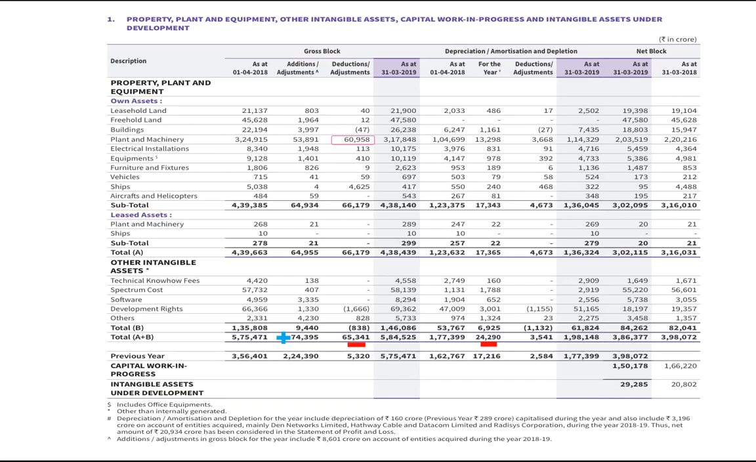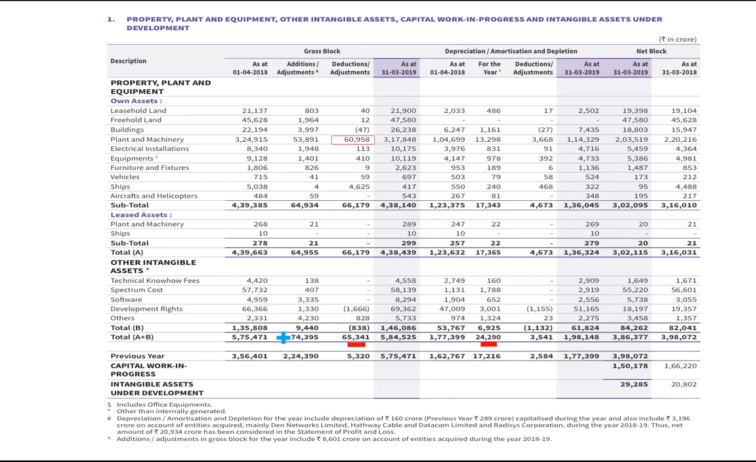So total, you can see opening balance, and there is addition, a plus sign in blue. 74,000 crore is the purchase of the new assets. Assets costing 65,000 crore have been sold, deducted. One of them, major being plant and machinery worth 60,000 crore, if you can see on fourth row from top. Then there's depreciation of 24,000 crore. Line by line you can see, and then how opening balance, closing balance, net block after depreciation.